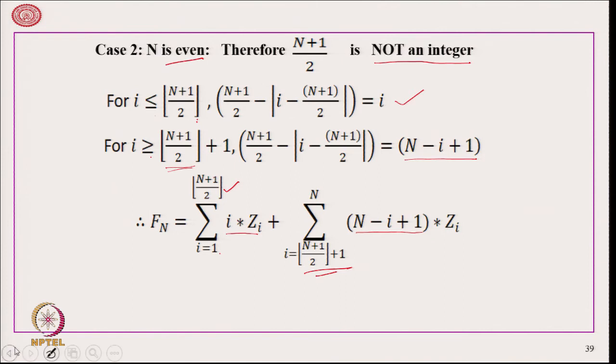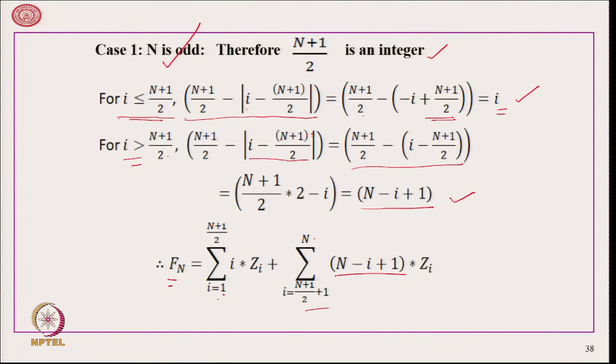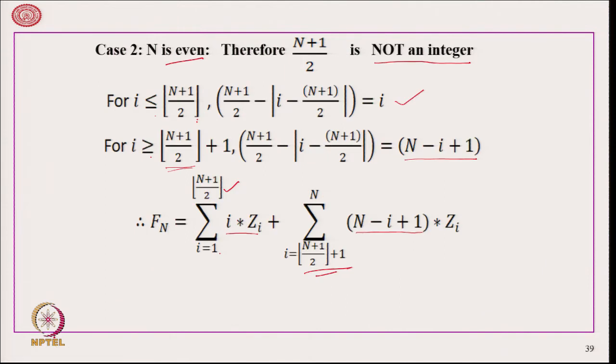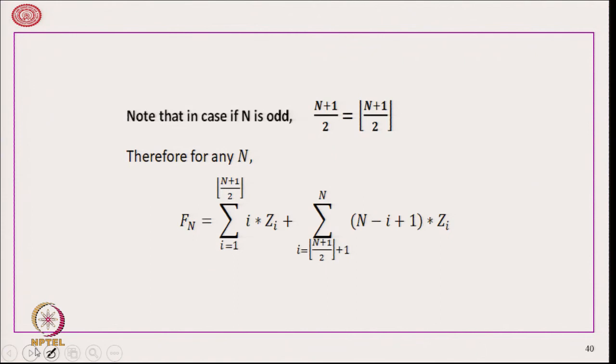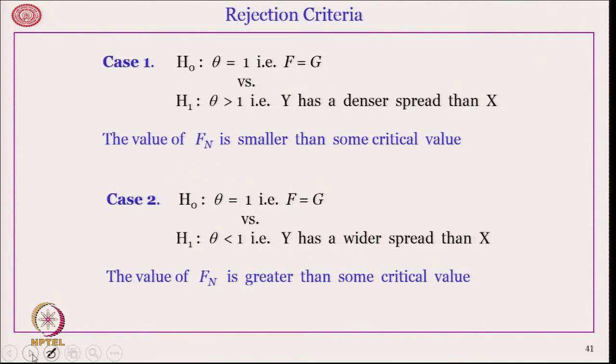So, apparently there is a small difference between the two statistics. Here it is like this, but in case of even it is slightly more complicated because of the floor function. But we notice that when n is odd, (n+1)/2 is the same as the floor of (n+1)/2. Therefore, we can write both odd and even by a single function, F_n equal to the sum for i equal to 1 to floor of (n+1)/2 of i times Z_i, plus the sum for i equal to floor of (n+1)/2 plus 1 to n of (n minus i plus 1) times Z_i. So, this is the Freund-Ansari statistic, which is used for comparing the dispersion between the two populations. So, the rejection region for the null hypothesis is as follows.